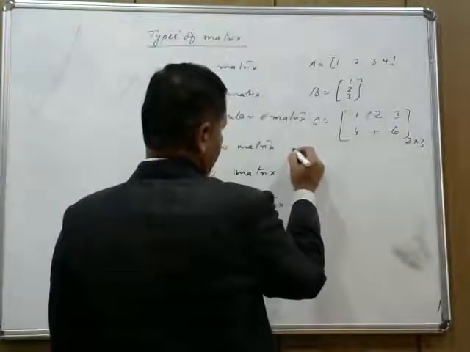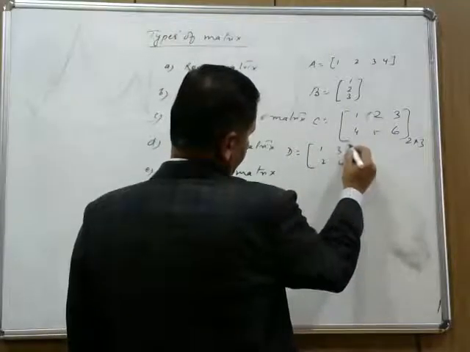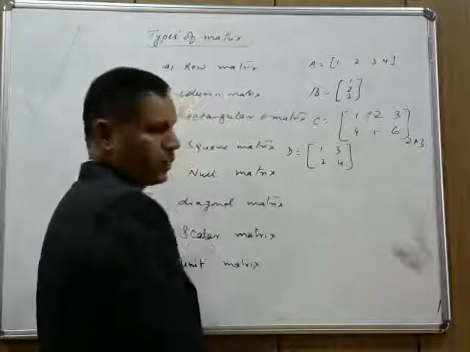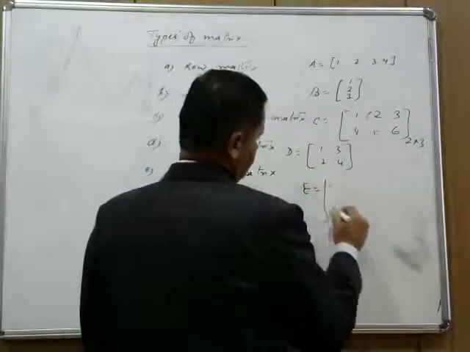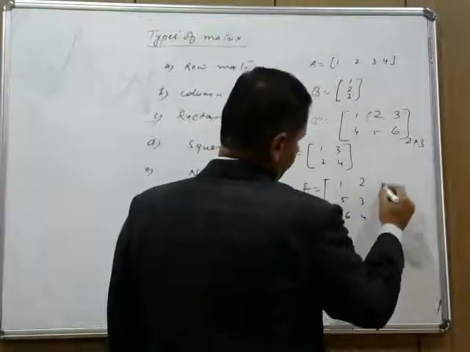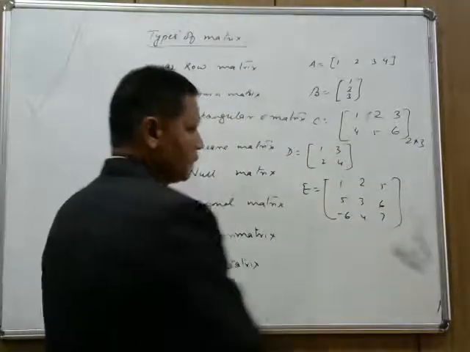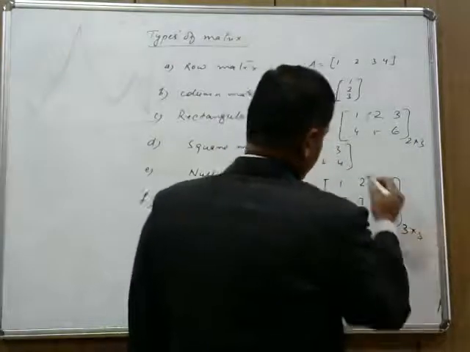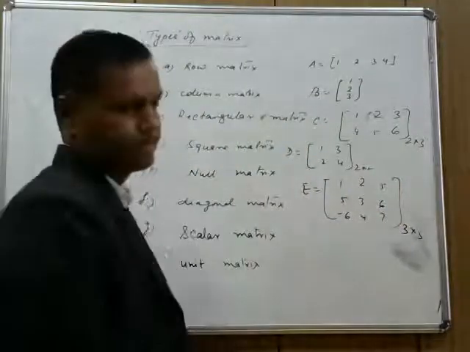We can have D is equal to, suppose I write here 1, 2, 3, 4. 2 rows, 2 columns. I can write 3 rows, 3 columns. Suppose I write E is equal to 1, 5, minus 6, 2, 3, 4, 5, 6, 7. This is what? 3 rows, 3 columns. 2 rows, 2 columns. This is the example of a square matrix.